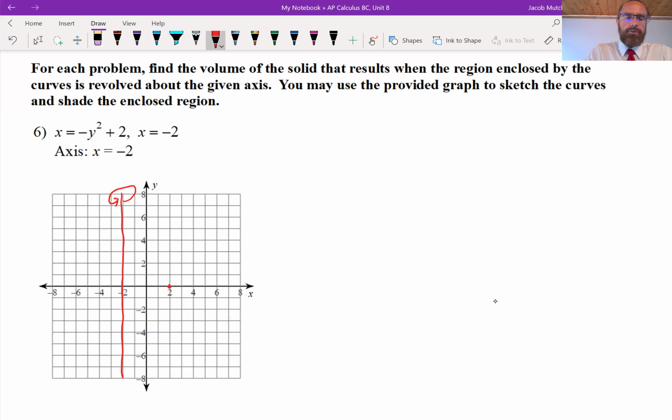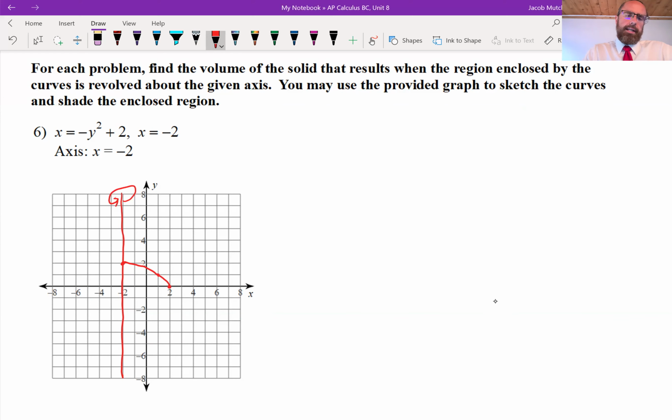So then let me consider these positive y values. So positive 1, 1 squared is 1, negative 1 plus 2 is 1. And then let's consider y is 2. So 2 squared is going to be 4, negative 4 plus 2 is negative 2. And that's where that relation is going to intersect the shifted axis there on the left.